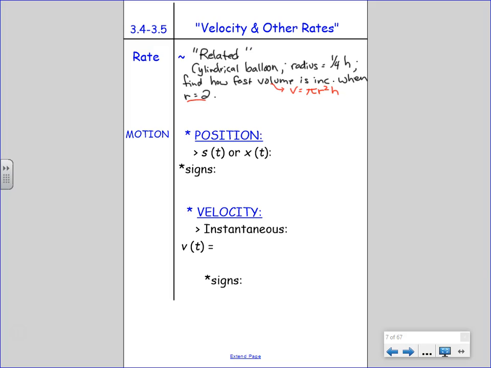So radius is 1/4 of h. Would be 1/8. So just time. So if radius equals 2, multiplied by 4, 8 equals h, right? That'll tell me the volume, but how to figure out how fast? I need to take a derivative, right? It says radius equals 1/4 of the height.